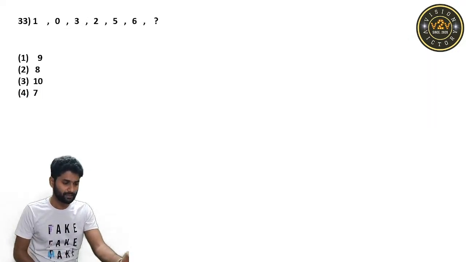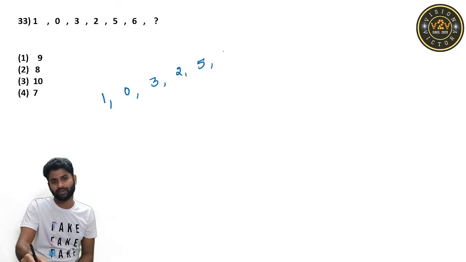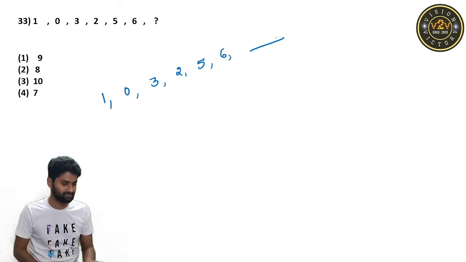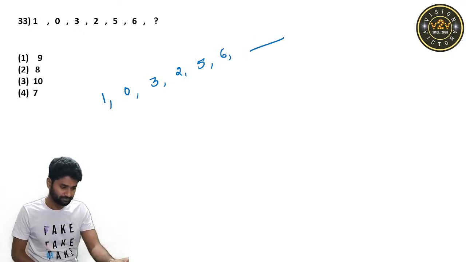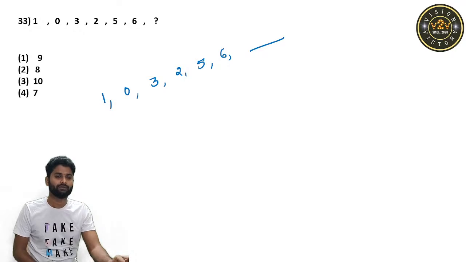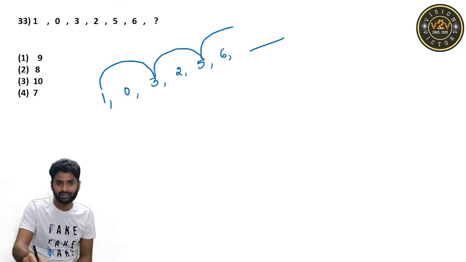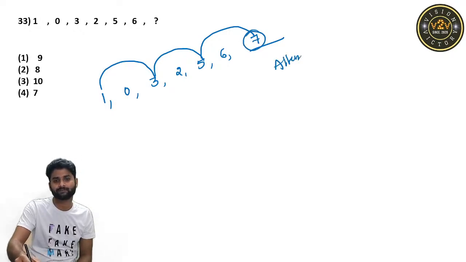Next. See, find the missing number. 1, 0, 3, 2, 5, 6. Find the next number. Guys, if you go through that, see, alternative series 1, 3, 5, and the next number must be 7. It's all about alternative series.